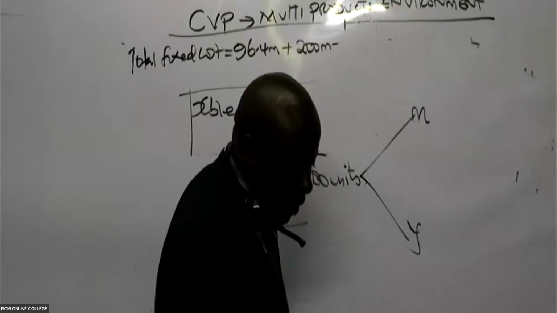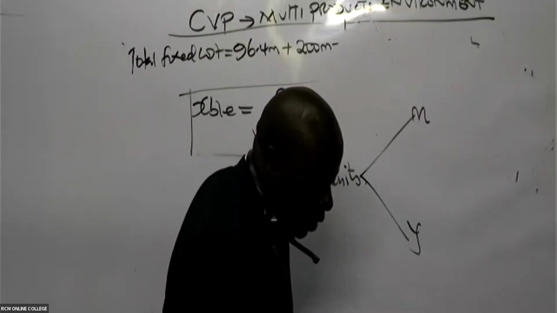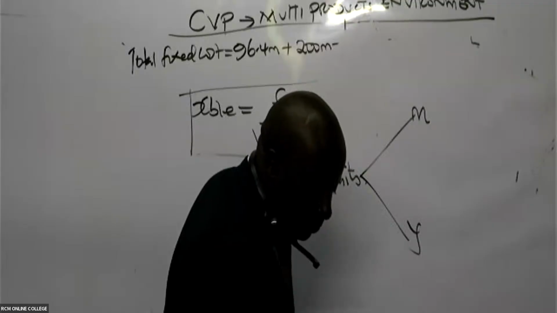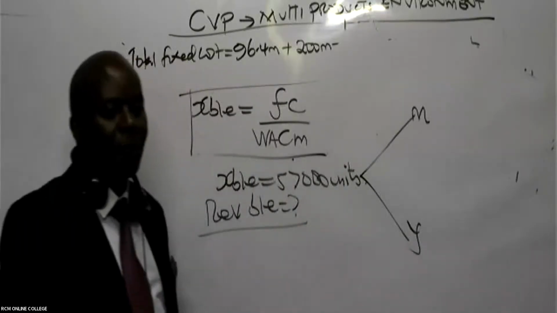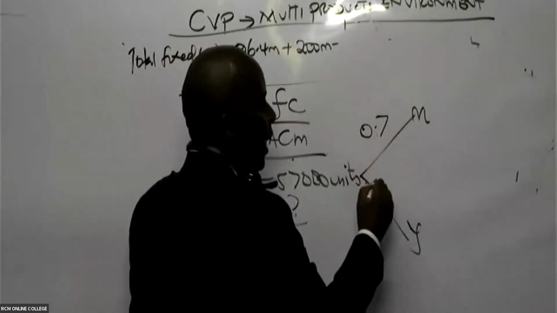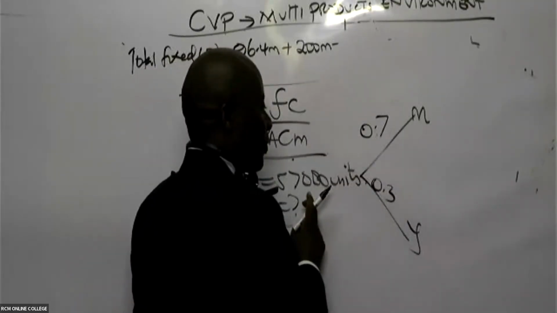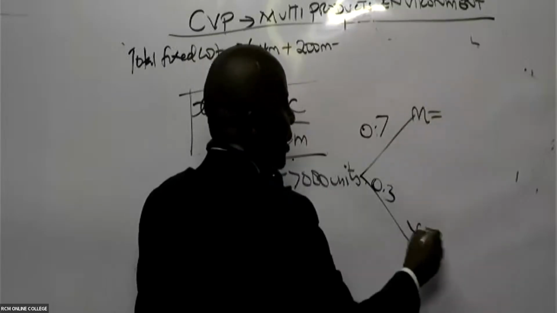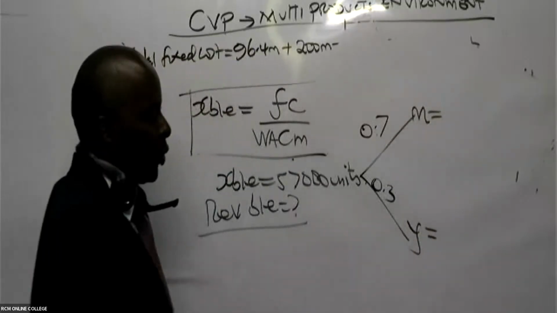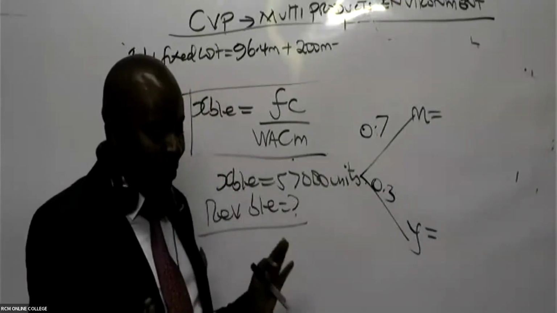Anybody who can give me the criteria that I shall use to break down the combined 57,000 quantity? Already we have proportions. We know that M is 0.7, and this one here is 0.3. So you take 0.7 times 57,000, you give me an answer. 57,000 times 0.7.